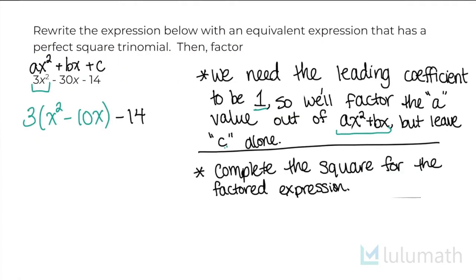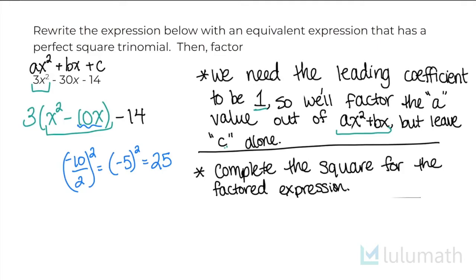Now we want to complete the square for our factored expression, or this x squared minus 10x. So I'm going to take my new b value, which is this negative 10 right here, divide it by 2, and then I'm going to square it. Well, negative 10 divided by 2 is negative 5. Don't drop your brackets because a negative number being squared needs brackets, so we know to do negative 5 times negative 5, which is positive 25.